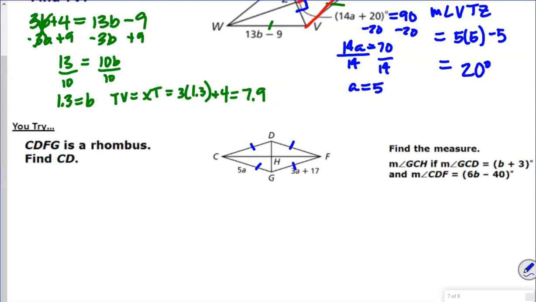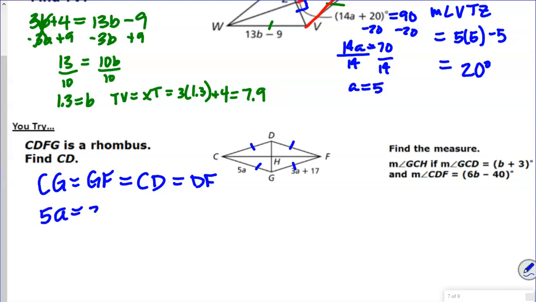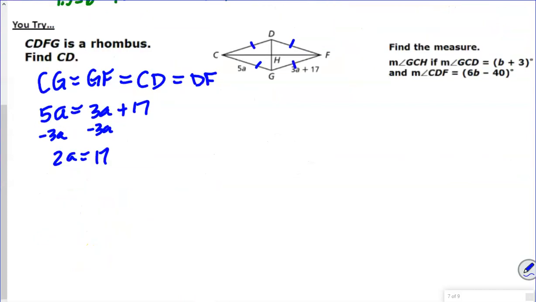So we can say that CG is equal to GF, and that's going to enable us to also find what? CD, right? Okay? Because all 4 sides, and we go ahead and say DF, all 4 sides are congruent, yes? Okay, so we can say 5a is equal to 3a plus 17. Subtract 3a from both sides. So we get 2a equals 17. Divide both sides by 2. So a is equal to 8.5, right?